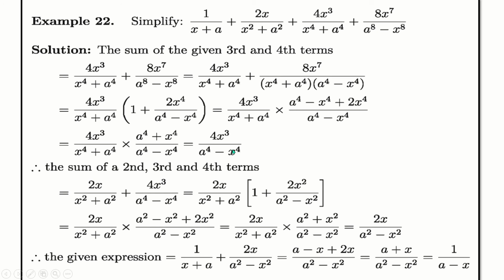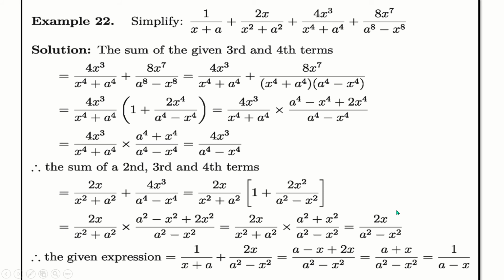This is the sum of the third term and fourth term. Again we have to add the third term, fourth term and second term. Okay, this is the second term and this is the sum of the third term and fourth term. Again we can take here common 2x divided by (x plus a) square, and here will be a square minus x square, because here is the formula (a plus b) into (a minus b). That means (a square) whole square minus (x square) whole square. Okay, now calculate. We will get finally 2x divided by (a square minus x square).